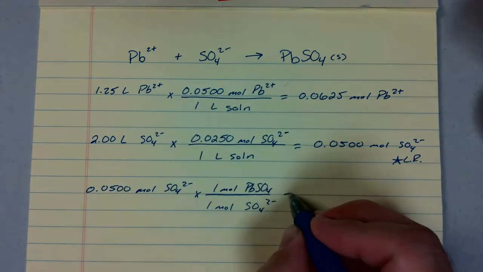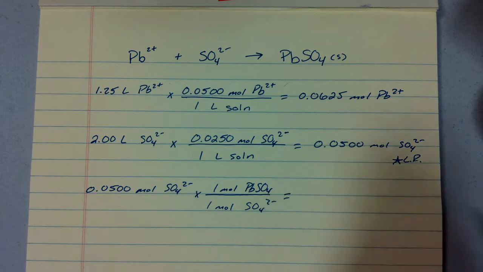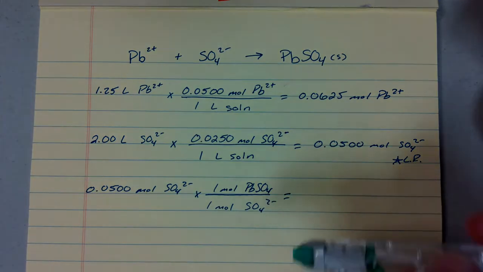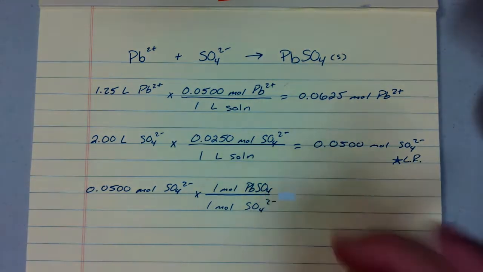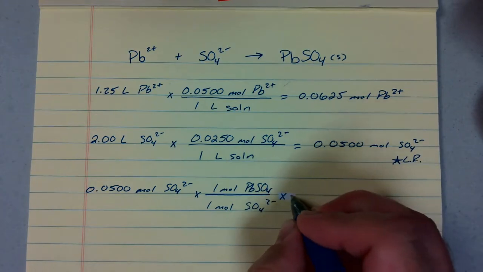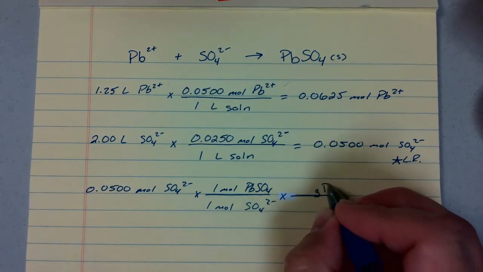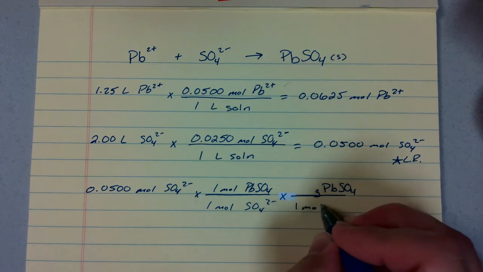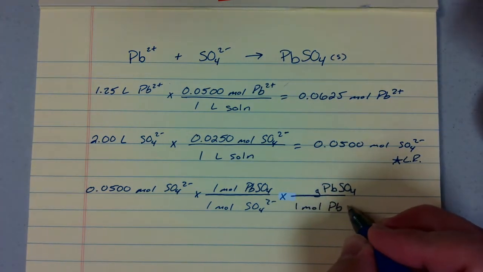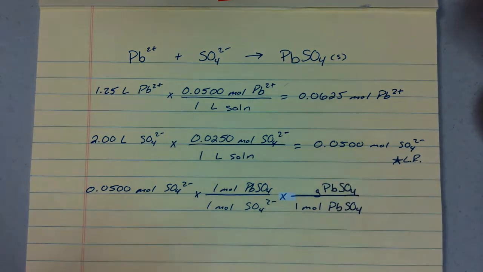in the balanced equation. So we're going to get, I don't care about how many moles that is, although I could probably guess that it's 0.0500 moles. Let's figure out what the mass is. How many grams of lead 2 sulfate is that? Well, we're going to need the molar mass of lead 2 sulfate.